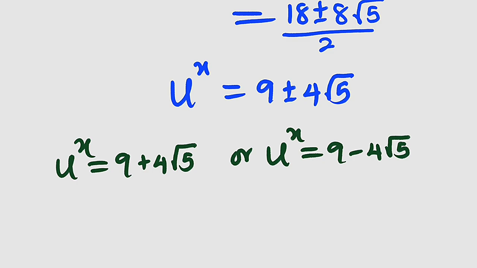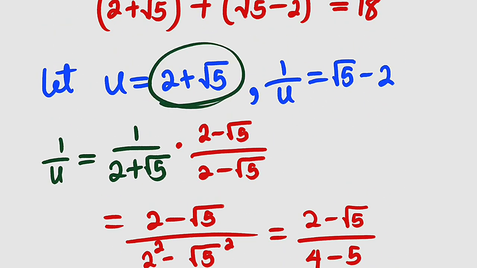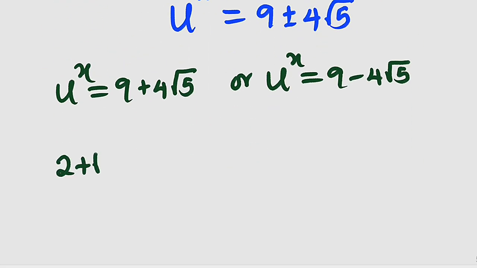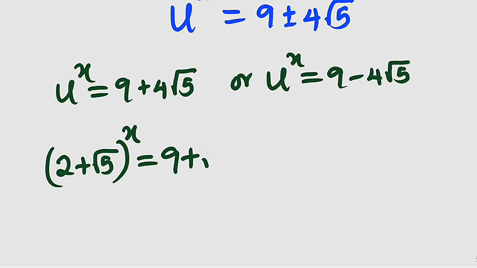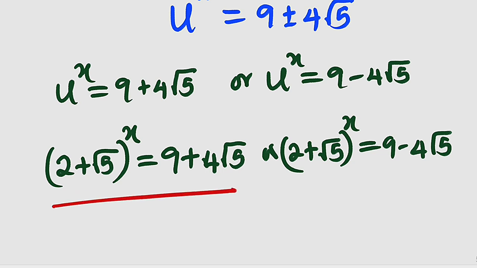But remember, what is u? U is nothing but 2 plus root 5. So let us plug it back. 2 plus root 5 raised to the power of x is equal to 9 plus 4 root 5, or the same thing, 2 plus root 5 raised to the power of x equals 9 minus 4 root 5. So we have two equations in terms of x. Remember, we are looking for x. Let's start with this first one.